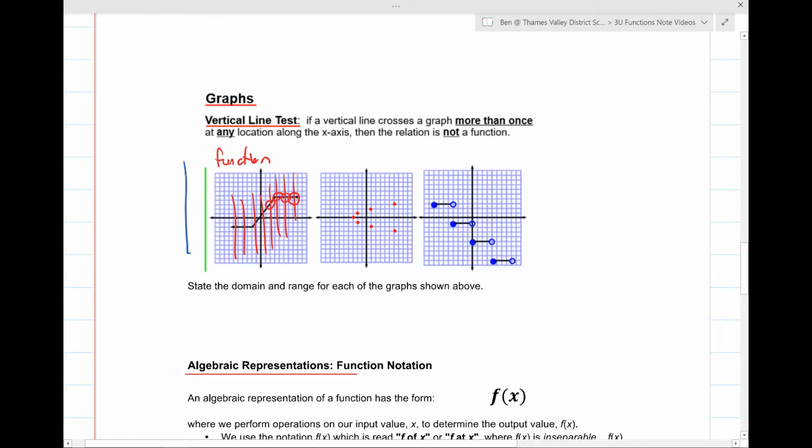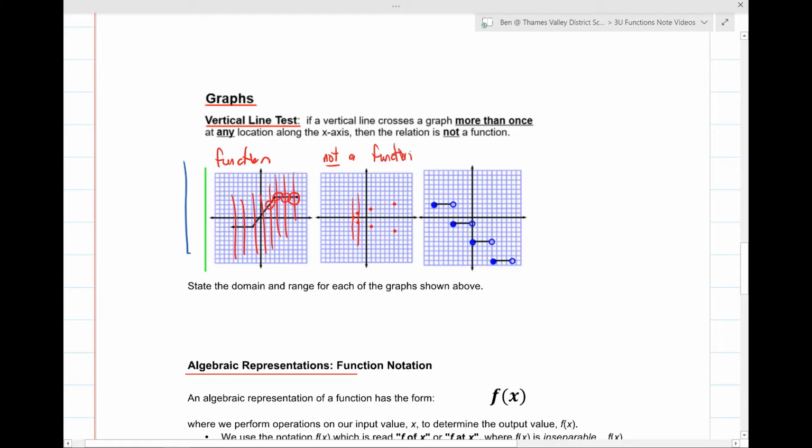Now, the next one, though, if I'm to draw my vertical lines in, first, I can draw a vertical line. It touches the function in 1 point, just 1 point, so it's passing so far. But if I move that vertical line over just a tiny bit, I can see that it touches the function twice. And it's a vertical line. It's straight up and down. It touches the function twice. So it fails the vertical line test. This is not a function.